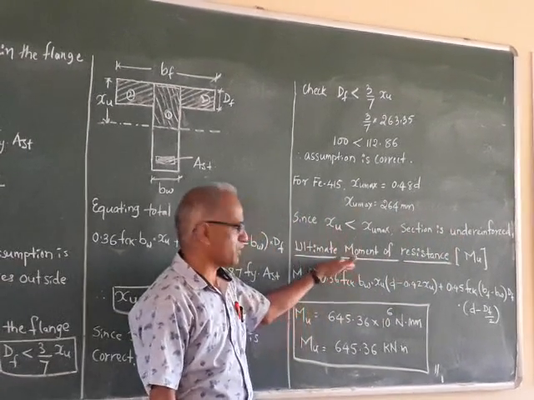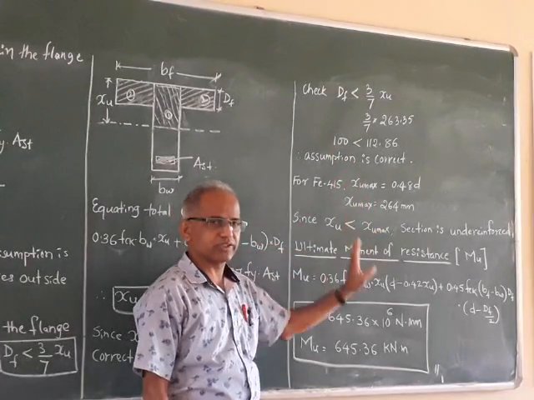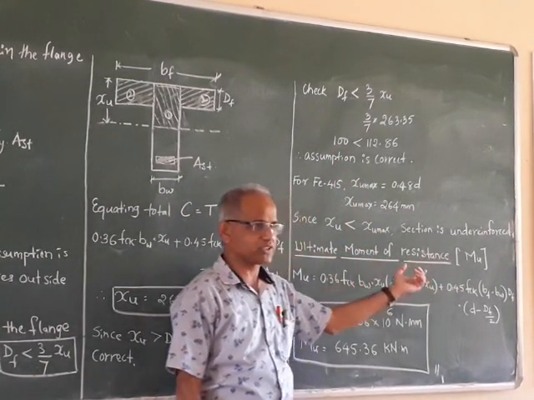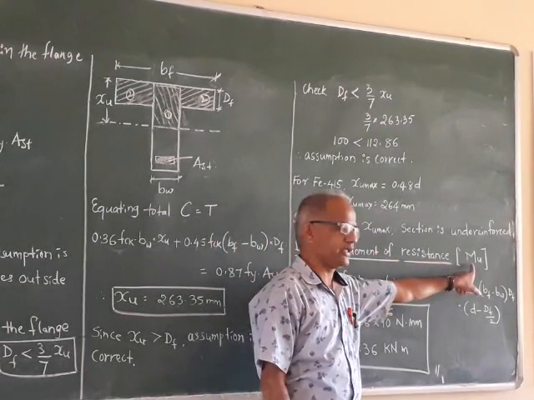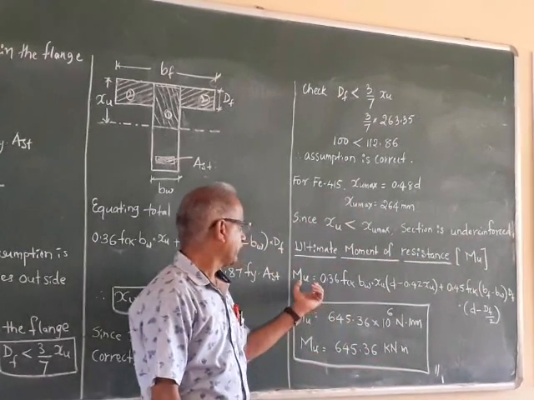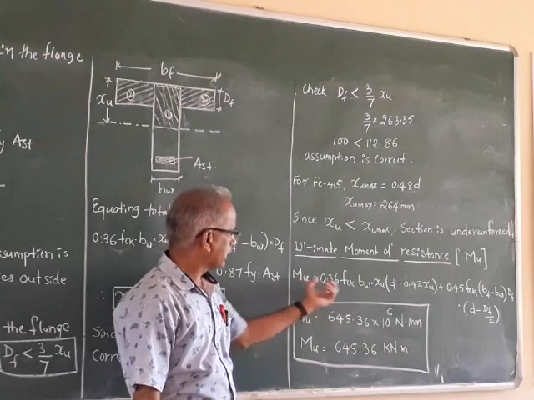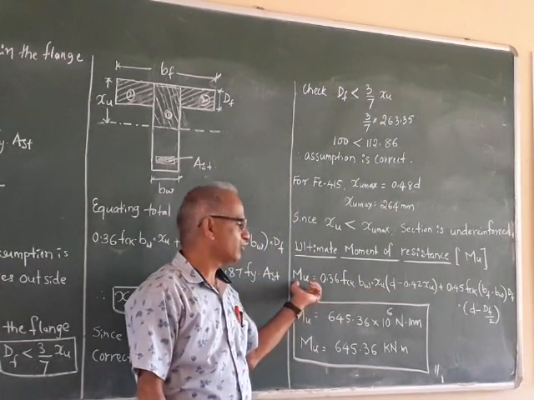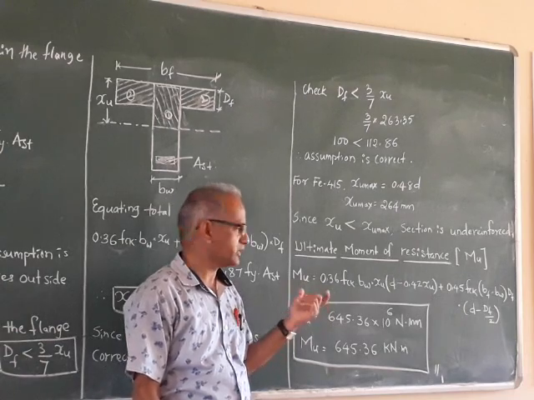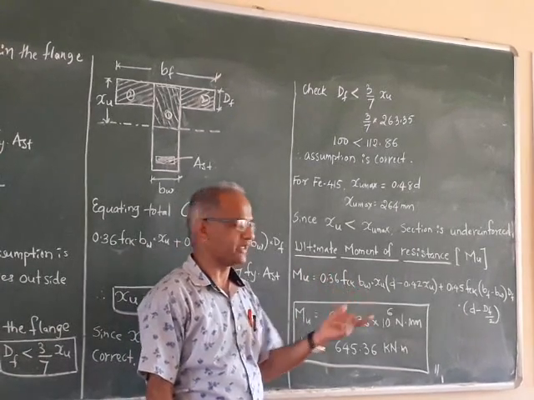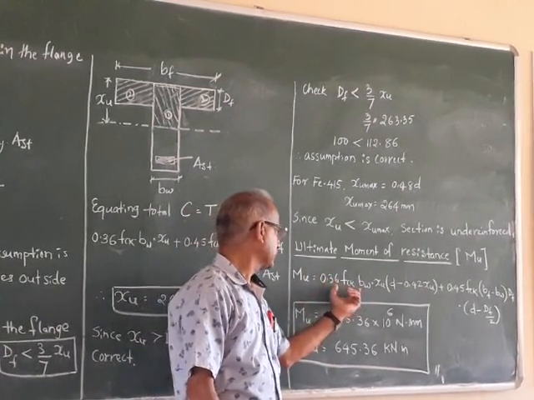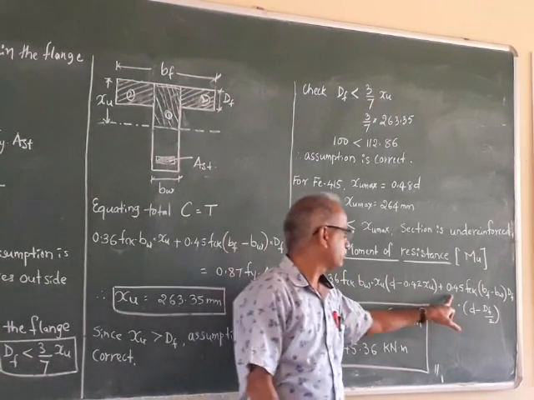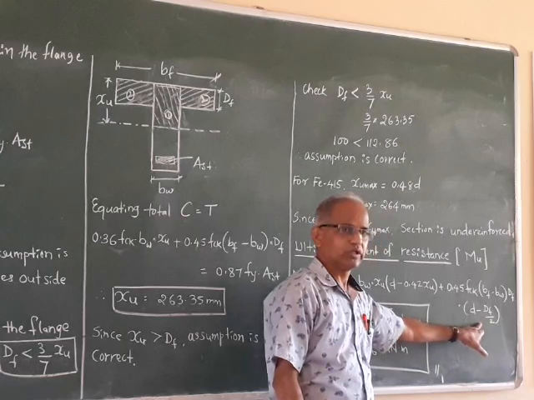Now the last step is, once all the conditions are satisfied, we are going to calculate the ultimate moment of resistance or factored moment MU. So now MU is equal to what? This formula we already know. Moment is equal to force into perpendicular distance. Perpendicular distance here means the lever arm. So MU is equal to C1 into lever arm plus C2 into lever arm.